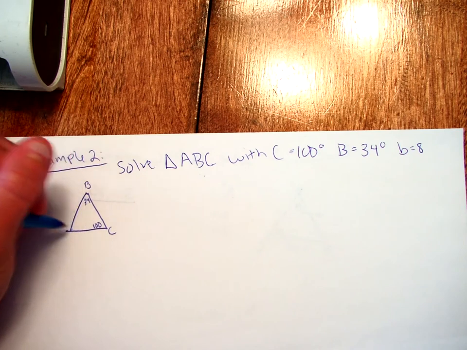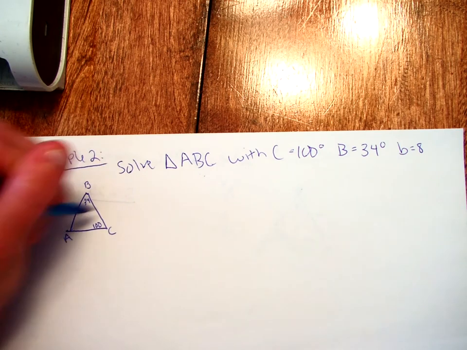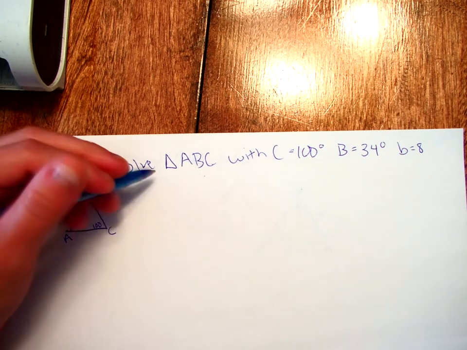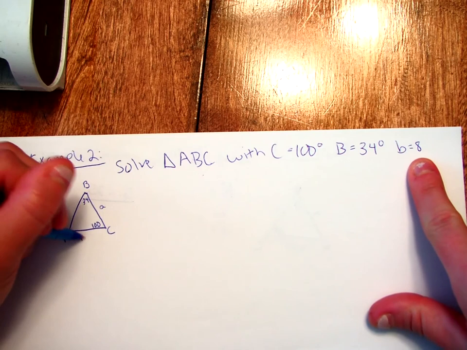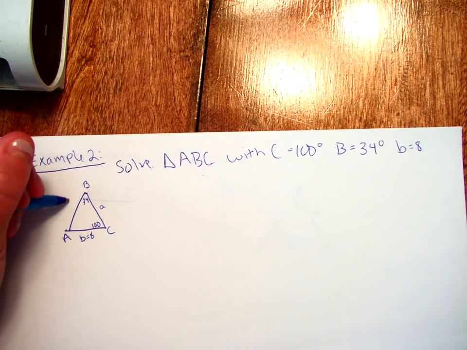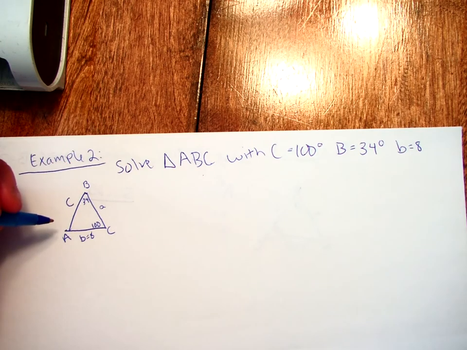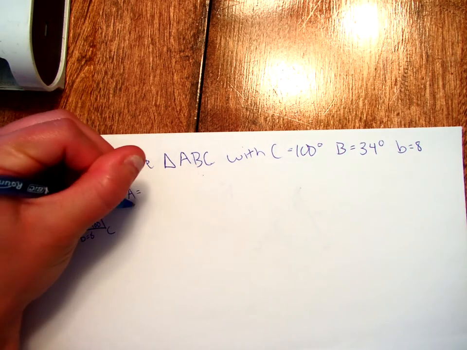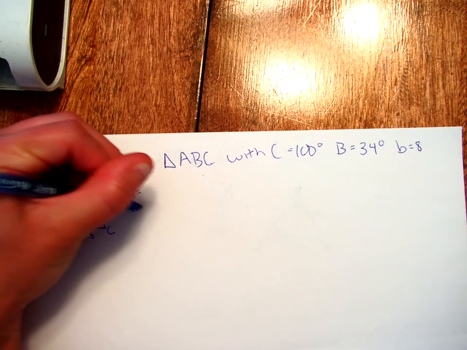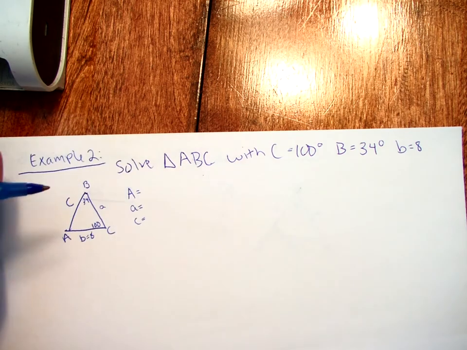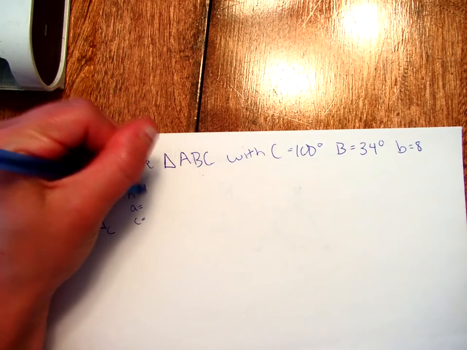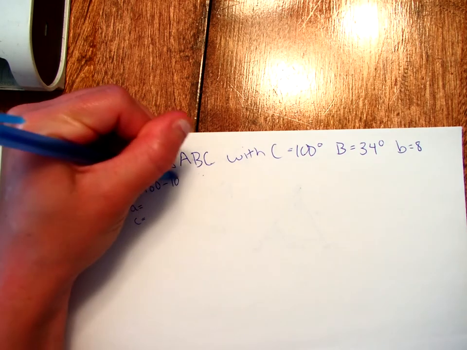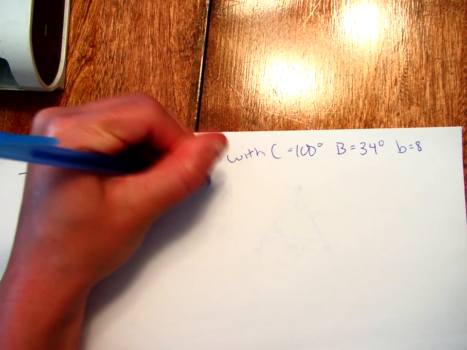B is 34 degrees. C is 100, so we don't know A again. Now we know b to be 8, and we don't know c. So we will be starting off with finding angle A again, side a, side c. So angle A is going to be 180 minus 100 minus 34, which gives me 46 degrees.